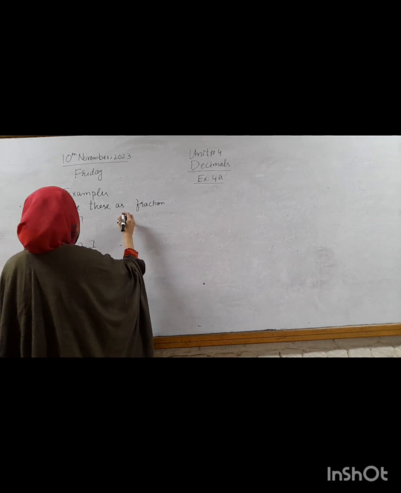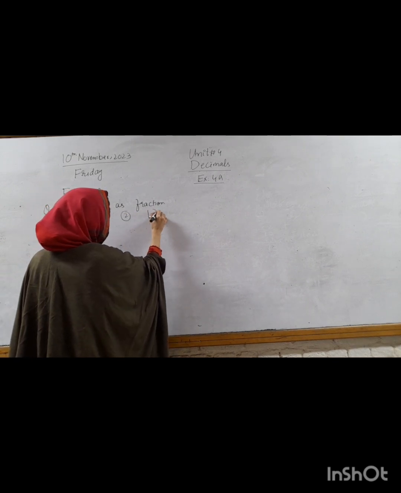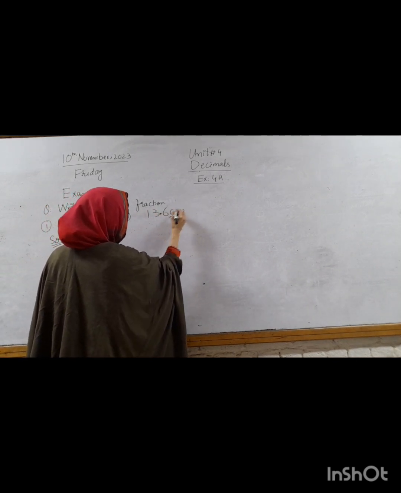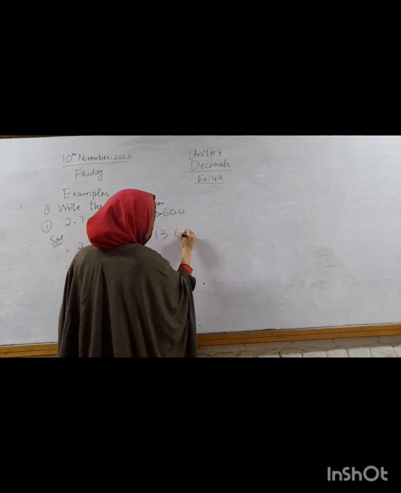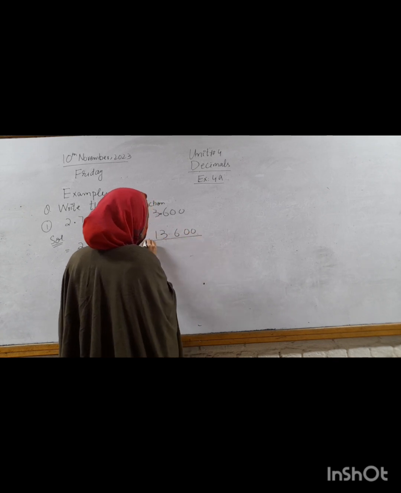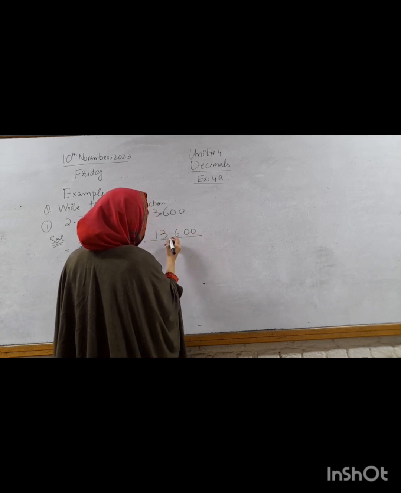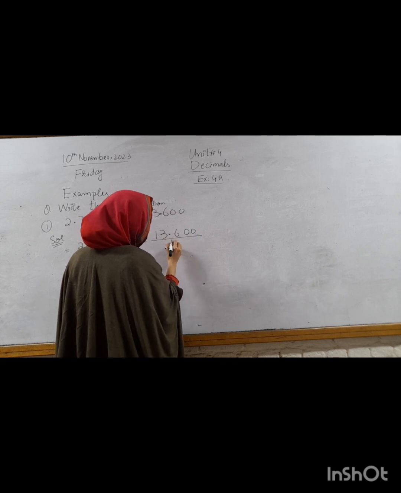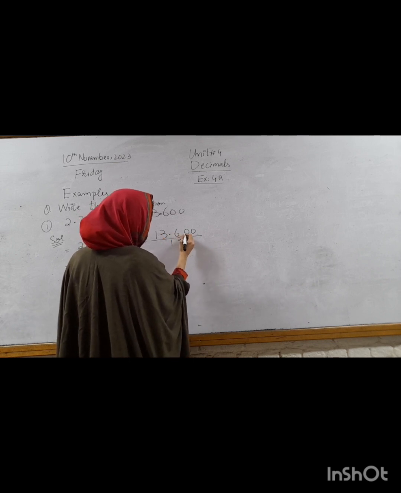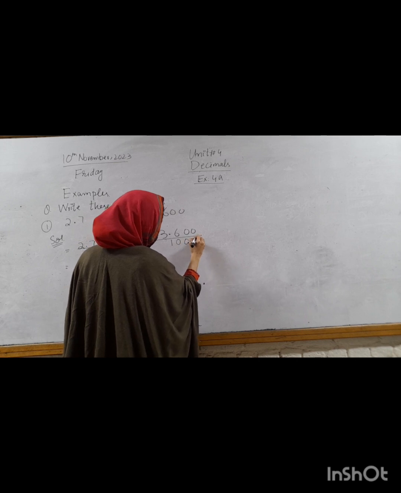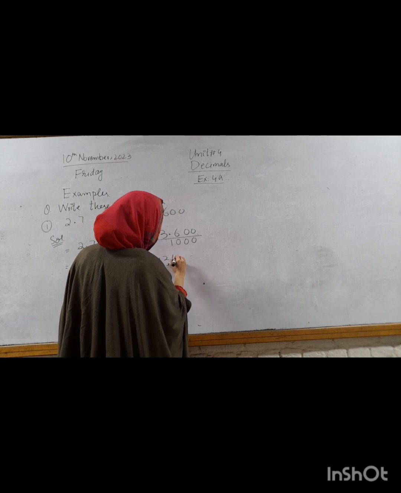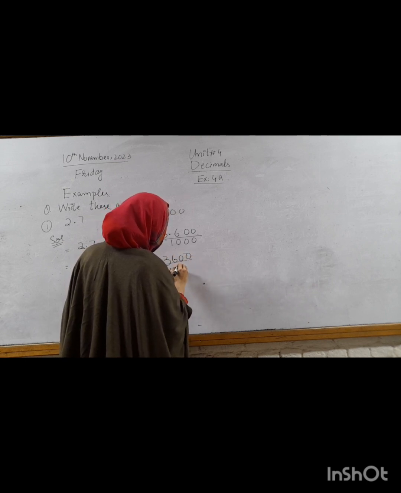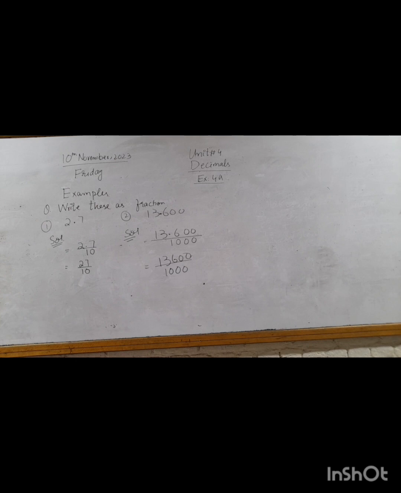For example, if we have another example, 13.600. Solution: 13.6, same as it is, we will write the fraction line, and we will write 1 just below the decimal, and after this we have 3 digits, so we add 3 zeros after 1, and the answer is 13,600 by 1000. So this is the way we can write a decimal as a fraction.